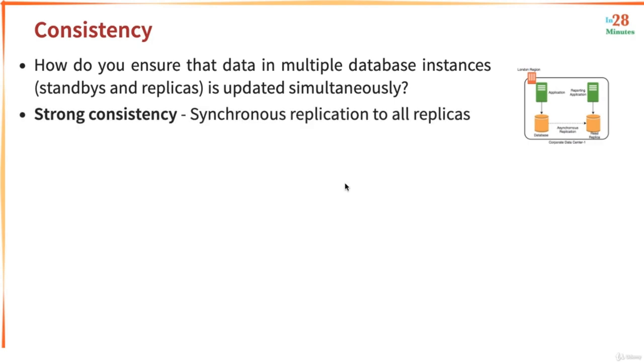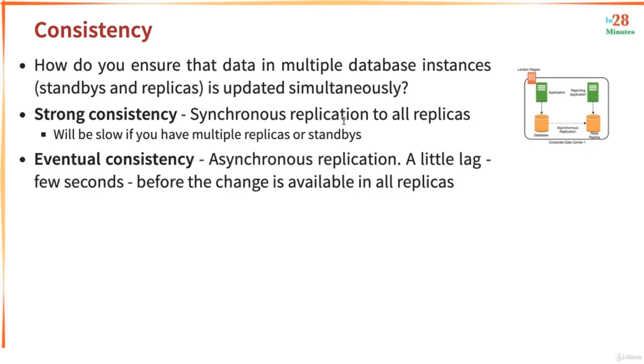One of the options is strong consistency. That's when you use synchronous replication to all replicas. So what you are saying is, whichever database you read from, you will get the accurate data. You will get the point in time data. Now, this will slow down all the transactional applications as and when you keep adding multiple standbys and replicas.